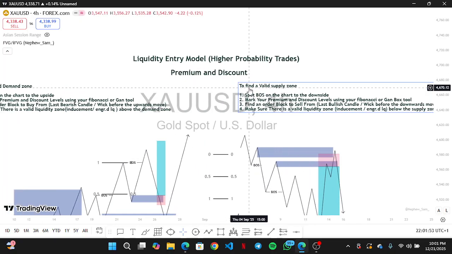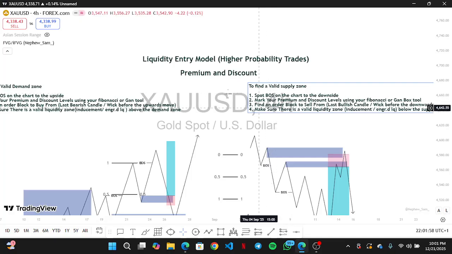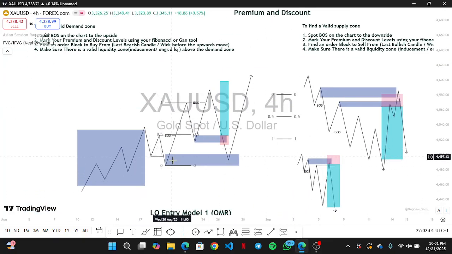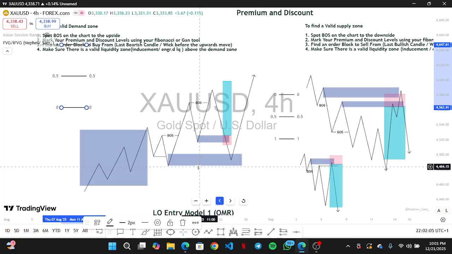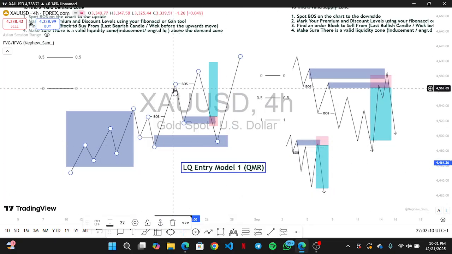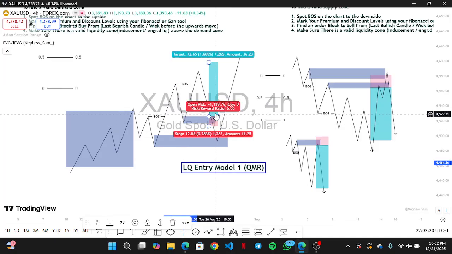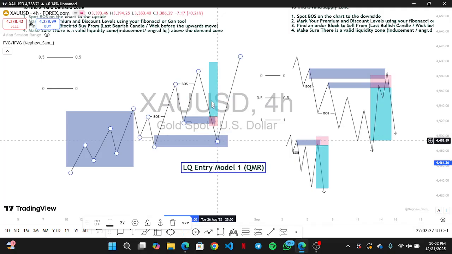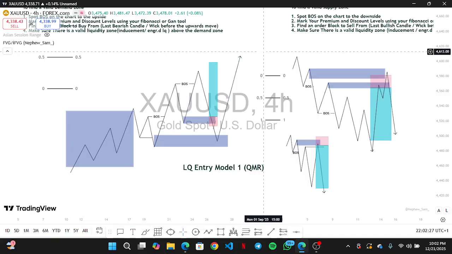So back to what we're saying here. The first thing to do is find the valid supply zones. Basically, this is what we're talking about: the liquidity entry model. A break of structure to the upside. This is called a QMR, liquidity entry model one. Find a break to the upside, then you wait for an inducement or engineered liquidity to form. We've only looked at inducement, which is this level here, which price uses to take people out, use them as liquidity before market actually buys up to the higher side.